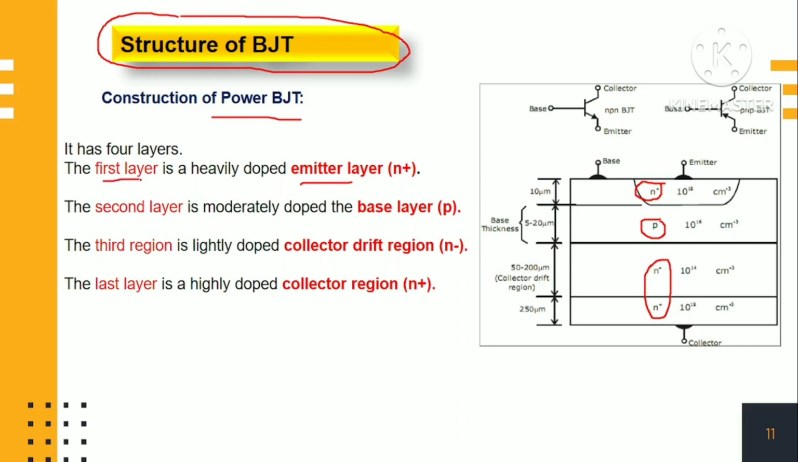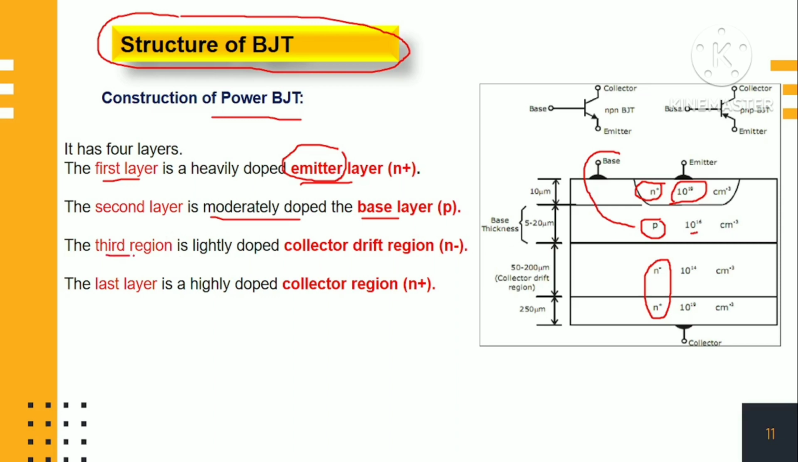The first layer is the heavily doped emitter. The uppermost portion is N plus, which is doped with 10 power 19 electrons per centimeter cube, so it is heavily doped. The second layer is the base, which is moderately doped, with 10 power 16 holes per centimeter cube.